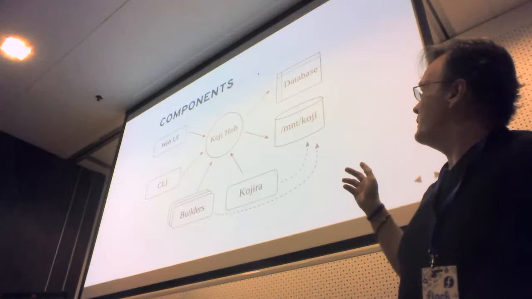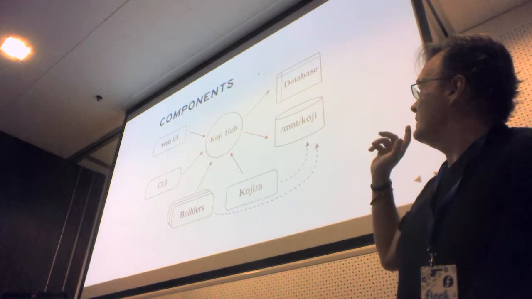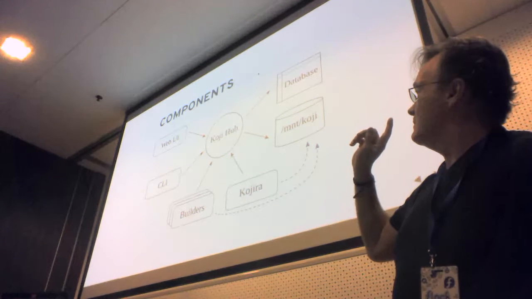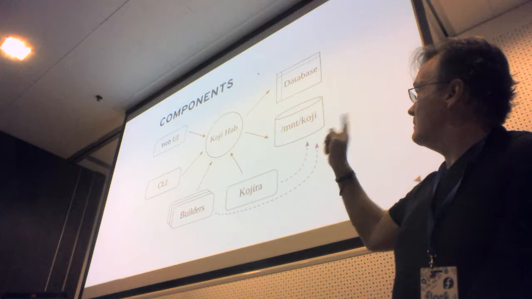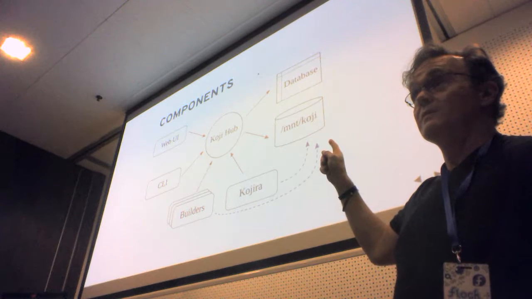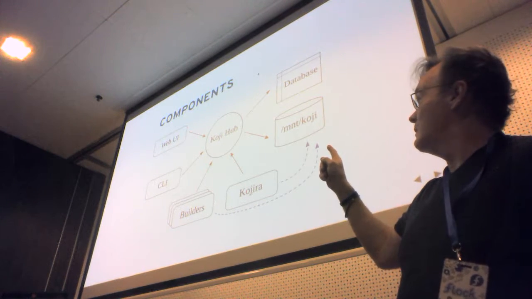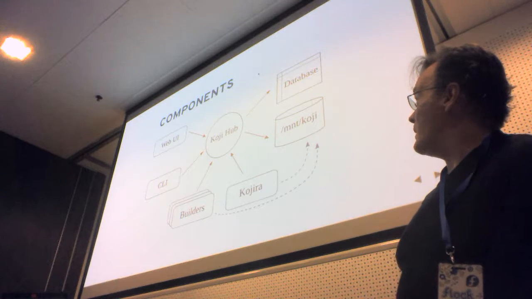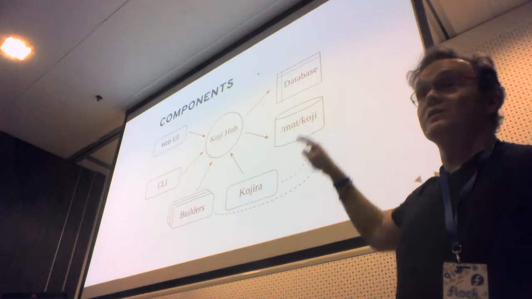Most of the places you would hack Koji would be writing your own thing to talk to the hub and make it do things. Maybe writing some plugins to the hub or the builders. Or maybe writing a new tool that fits in this diagram.